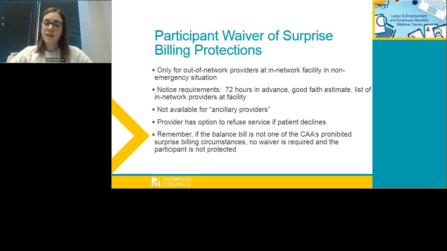If the provider asks for a waiver and the patient declines, the provider does have the right to refuse service. If the patient agrees to the waiver, it is the provider's responsibility to notify the plan that it does have a waiver. Again, remember that if the balance bill does not come up in one of those specific circumstances prohibited by the Consolidated Appropriations Act, no waiver is required. The participant is still liable for the costs of any balance bill that they incur.